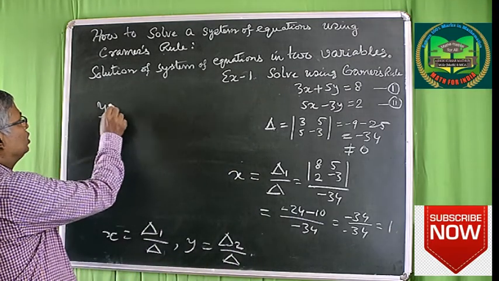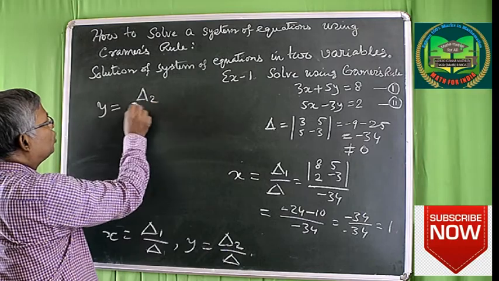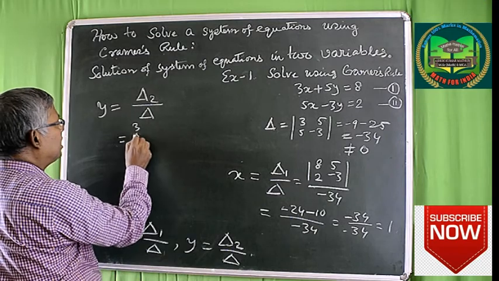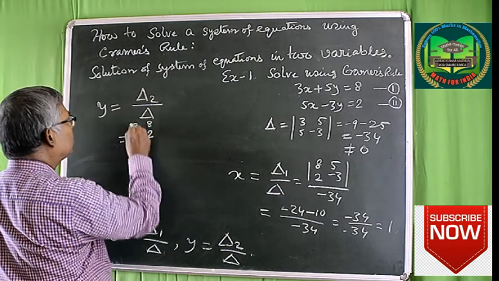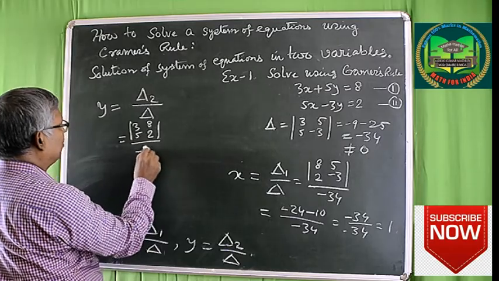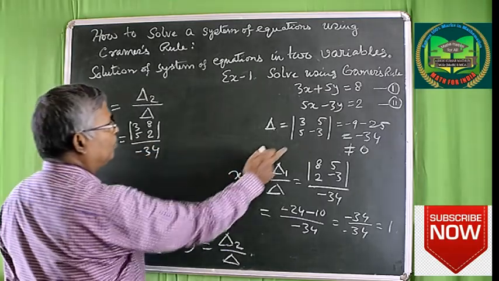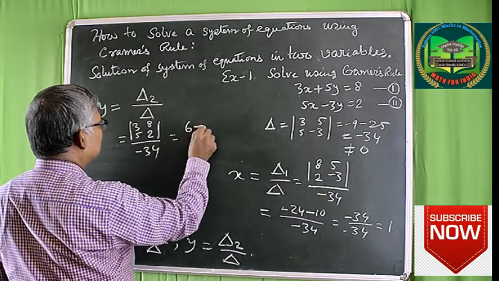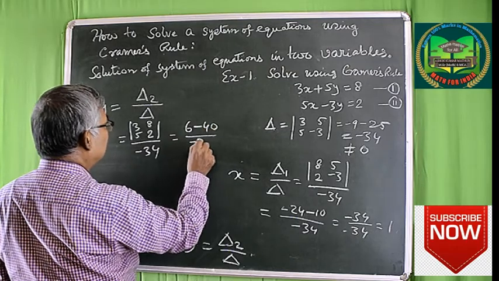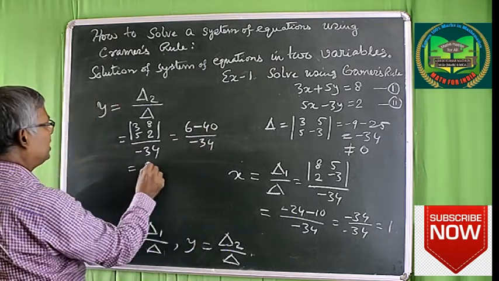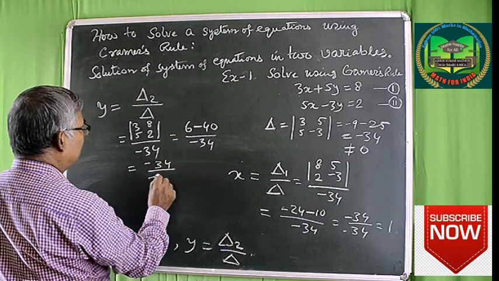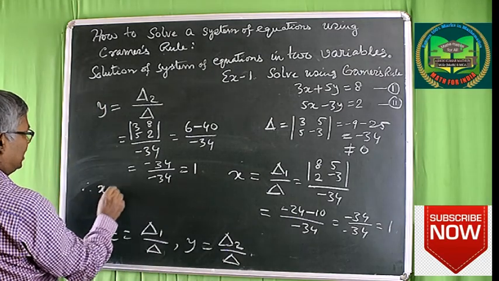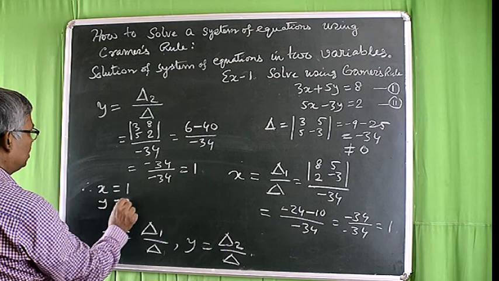Similarly, y equal to del 2 by del, that is the determinant 3, 5, 8, 2 by minus 34. What is the value of del? That is minus 34, equal to 6 minus 40 by minus 34 equal to minus 34 by minus 34 equal to 1. Therefore we get x equal to 1, y equal to 1.